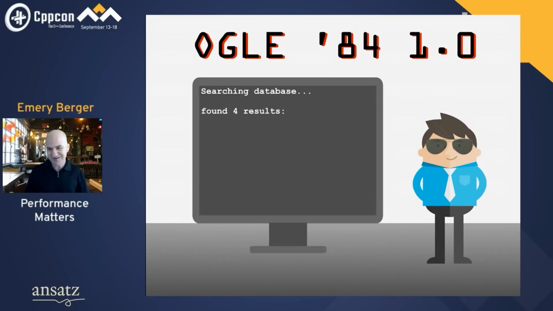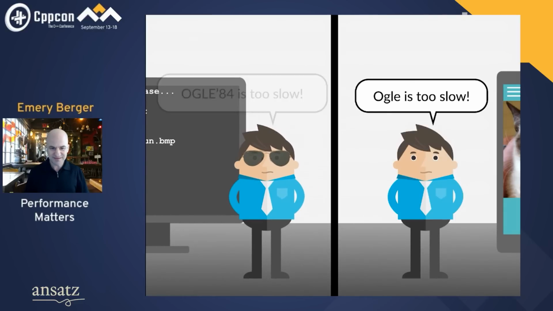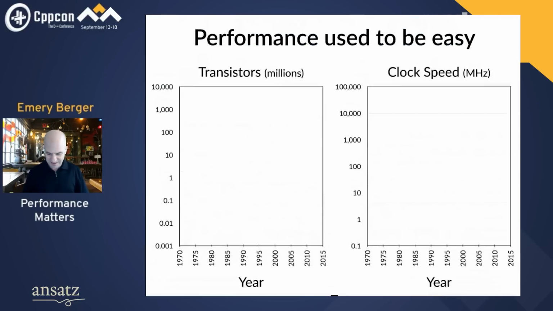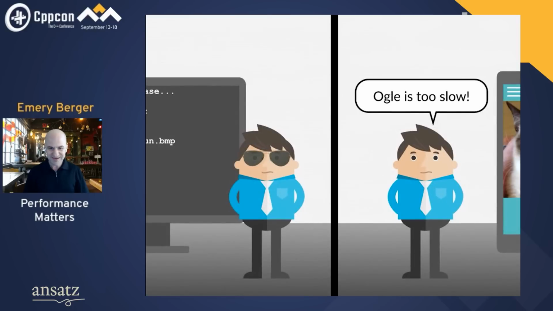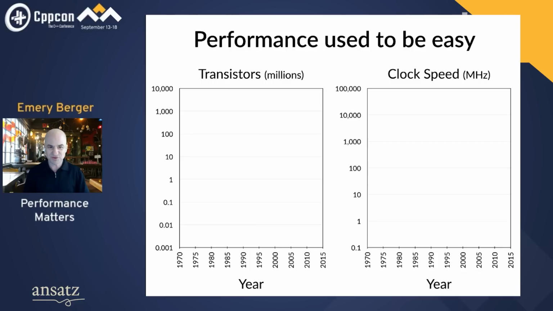It has a text interface. It goes and searches the database and it comes up with some results. All right, great. Now, the thing is that Luke in the 80s and Luke in the present day both have this problem that things are slow, right? So what happened? So in the 80s, of course, computers were really slow, but they got faster and faster over time. So notice these two graphs.